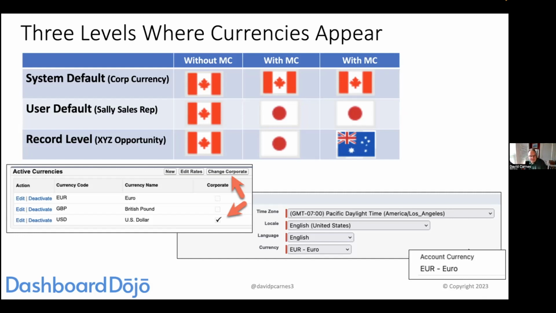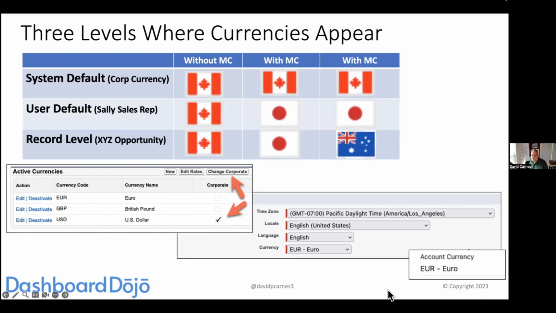Back when I took the admin exam 100 years ago, that was a question: what are the three levels where currencies appear? But you can see here the three images here that under setup, we can manage the currencies. So this org has euros, pounds, and dollars. And you can see the corporate currency is set by a check mark. And if you want to change that, you just go up and change the corporate currency.